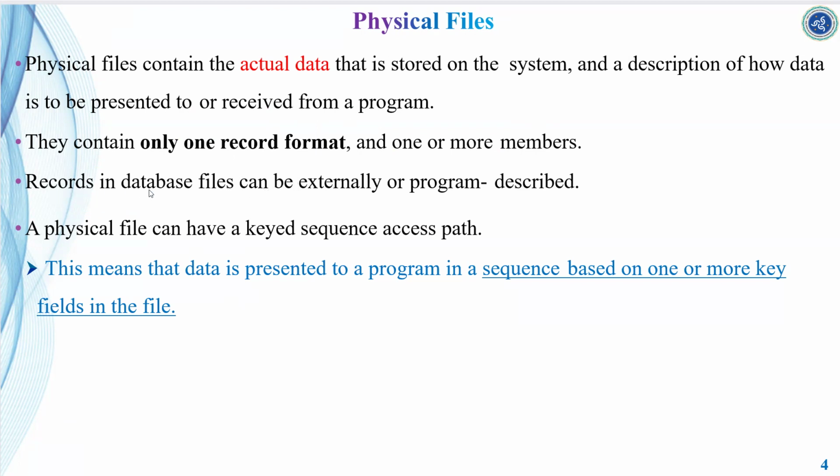Okay. And records in database files can be externally described, or they can be program described. The physical file can have a keyed sequence access path. This means that the data can be presented to a program in sequence, based on some key fields, that is some unique fields. Suppose, for example, based upon the roll number or the first names. So we can order these physical files and store them in a drive.